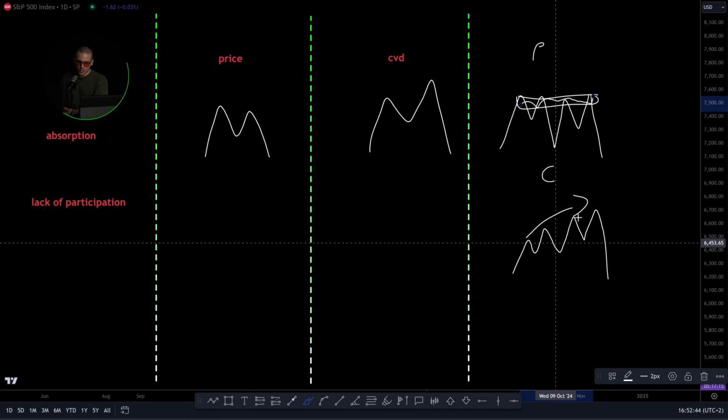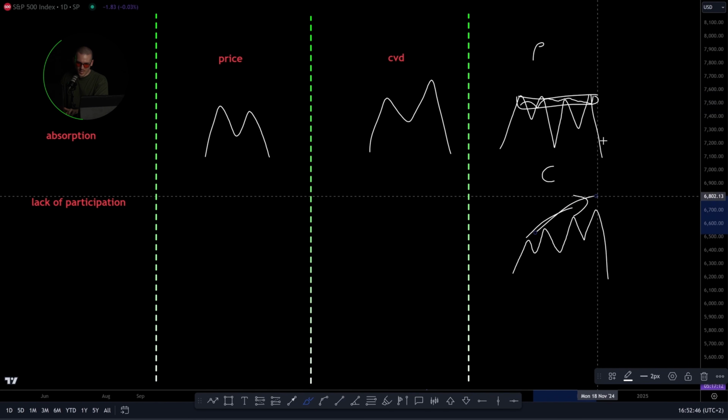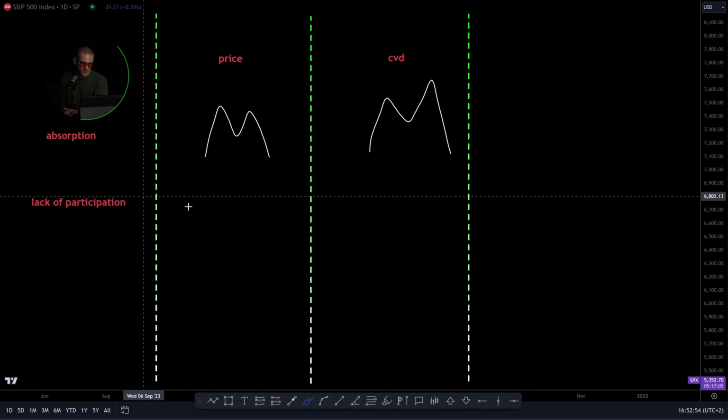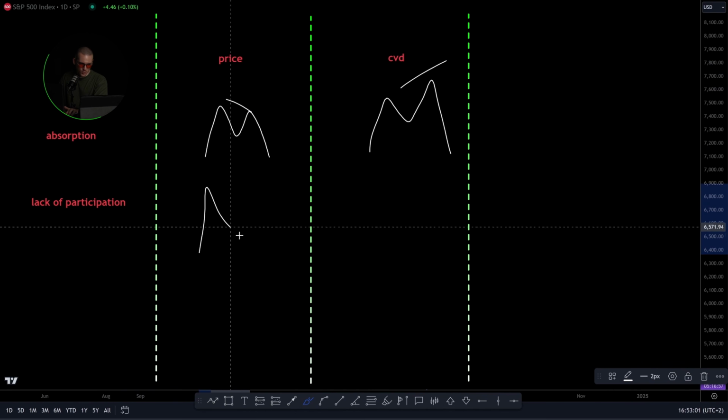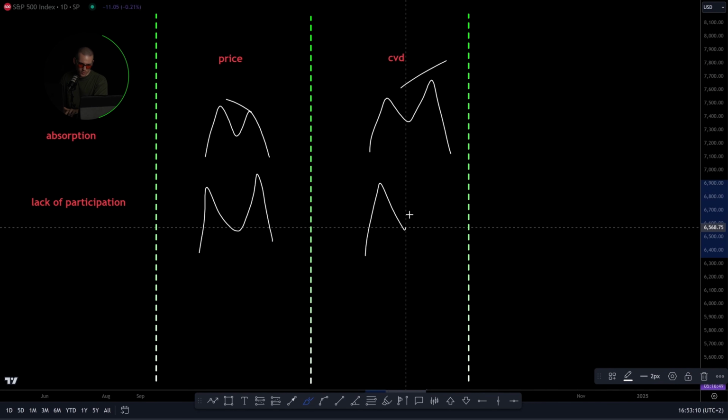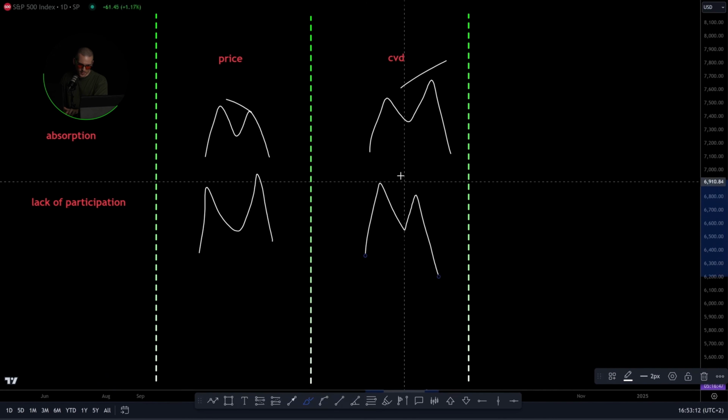Okay. So this is a clear signal that there is an iceberg order. Like it's an extra confirmation. A lack of participation, instead, is a moment where price actually breaks, but in that breakout, there is no interest, there is no pressure. So the CVD goes something like this.